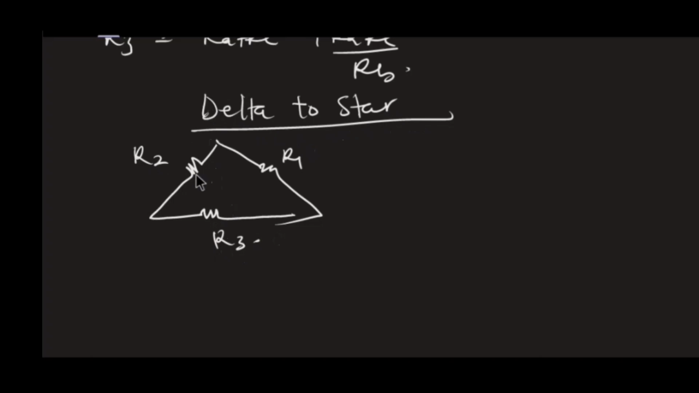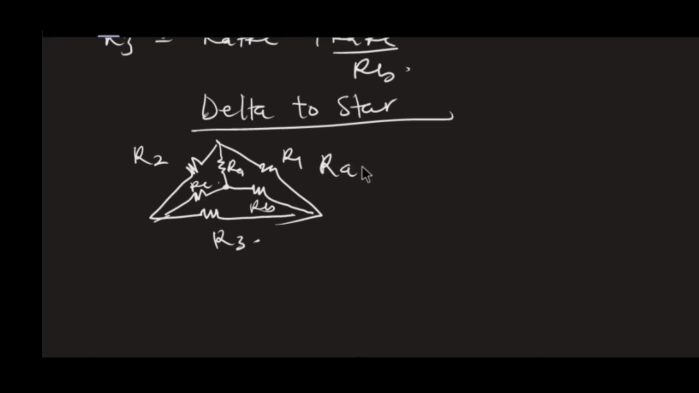So to convert this delta to star, I need to draw my star within. Then take note, each star branch will fix between two delta branches. So I have these two resistors, R2 and R3. One will enter here, and one will enter here. Here is my RA, my RB, and my RC. That will be my star values. How do I get my RA, RB, and RC?